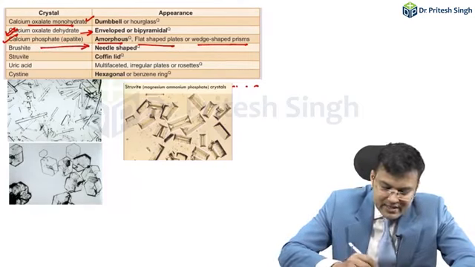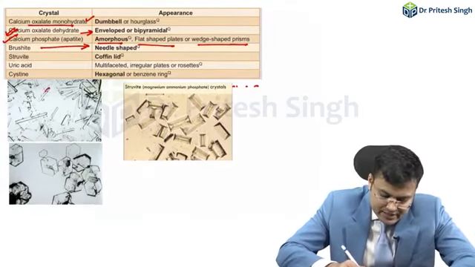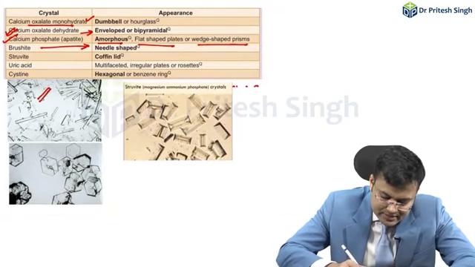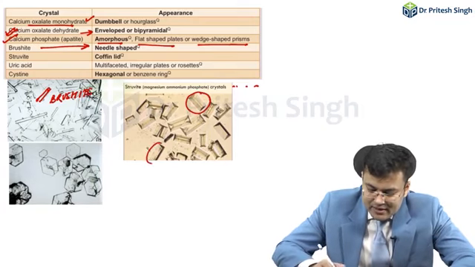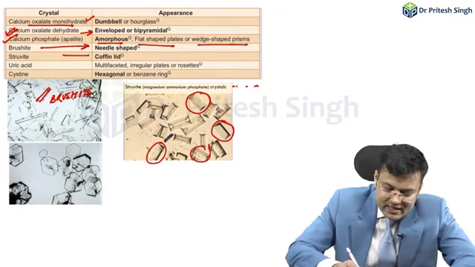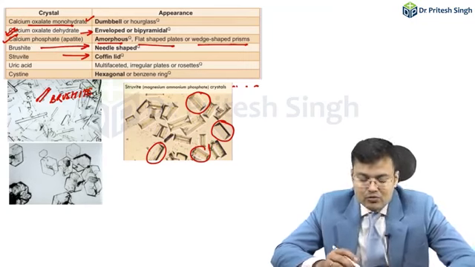In brushite, there is needle shaped stone. So here you can see there are needle shaped crystals. So these are seen in brushite, the needle shaped crystals. After that, this was asked in many exams. This is coffin lid. So it is like a coffin lid crystal, and it is seen in struvite stone.